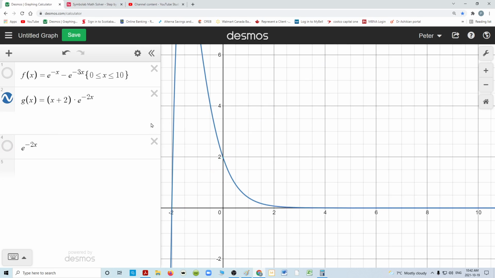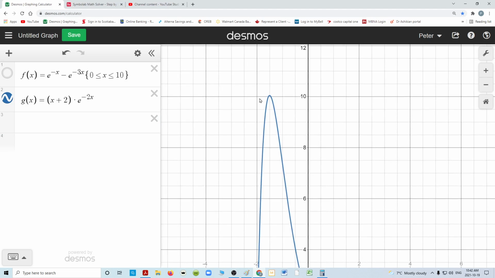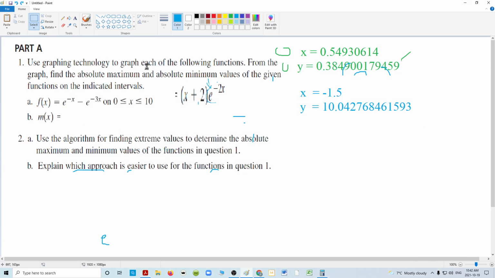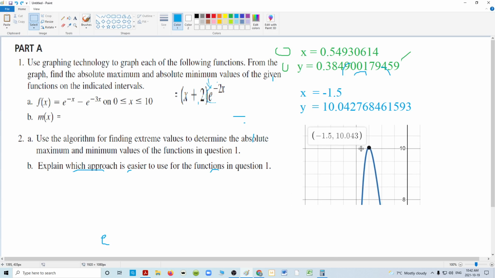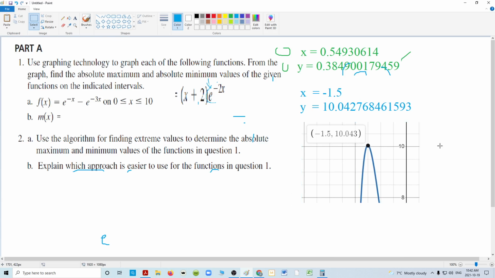Now let's find the derivative. Oh, actually we don't have to. It's right there. Did we get it? We did indeed get it. And again, they rounded up, but that's okay.